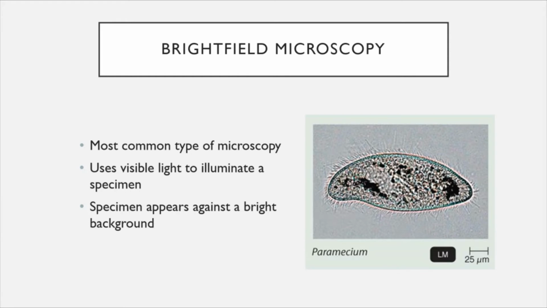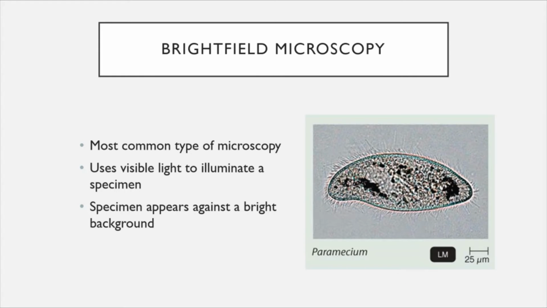Now that we've checked out the basic functioning of a light microscope, we're going to move on to talking about the 4 different subtypes of light microscopy that we are going to focus on in this class. The first and simplest is called bright field microscopy. This is the most common type of microscopy, which uses visible light to illuminate a specimen from behind. So the specimen appears dark against a bright background, as you can see here with this image of a paramecium.